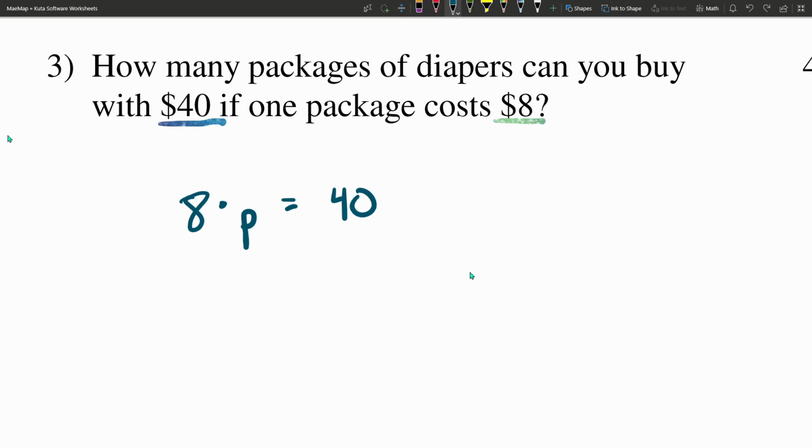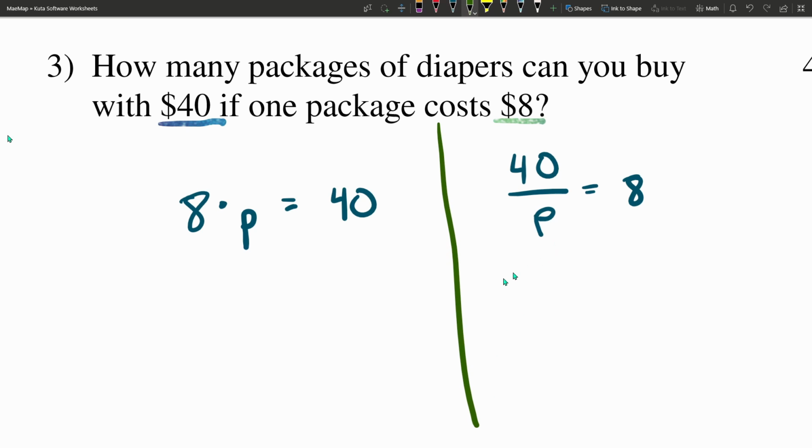I could have also written this problem as, if we spend $40 in total, and I divide that by the number of packages I buy, that should give me the price per package. So you can see here I have 2 separate equations. I'll go ahead and draw a line between them, and for fun, we'll solve both of them to show you that either way doesn't really matter.